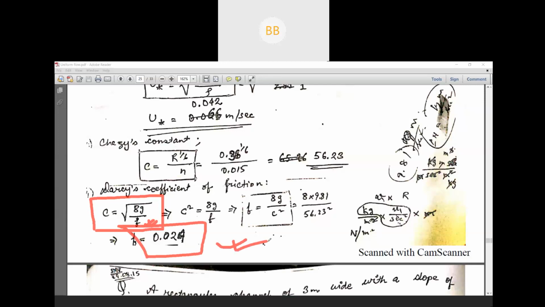From the next class, we are going to start the second chapter, canal design or channel design.